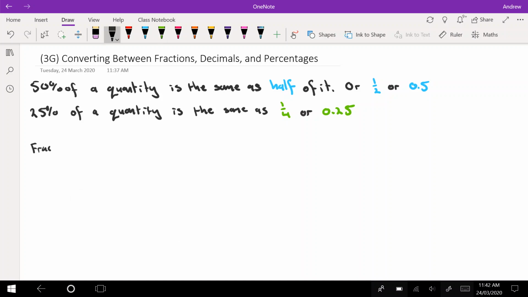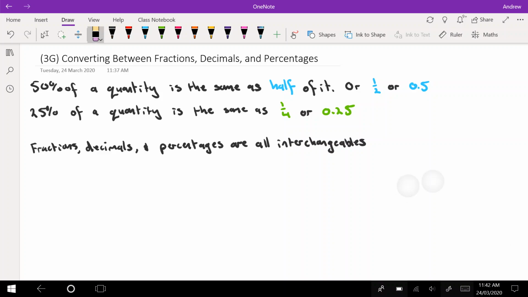So, fractions, decimals, and percentages are all interchangeable. We can really use whatever one we want in terms of trying to solve problems. They're all interchangeable, which means we can convert.